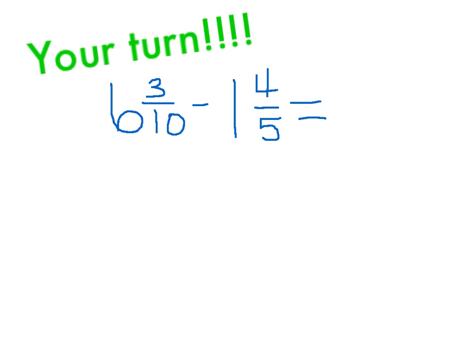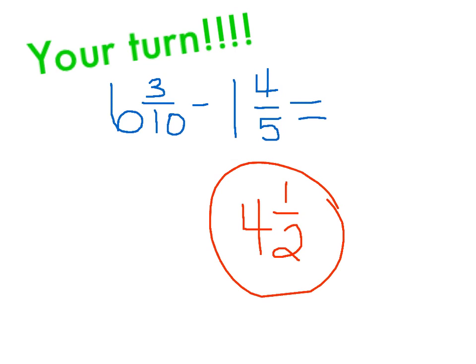Now it's your turn. Try subtracting 6 and 3/10 minus 1 and 4/5. Pause the video and work this problem out, and then turn it back on to see if you got the answer correct. The answer is 4 and 1/2. Did you get it correct?